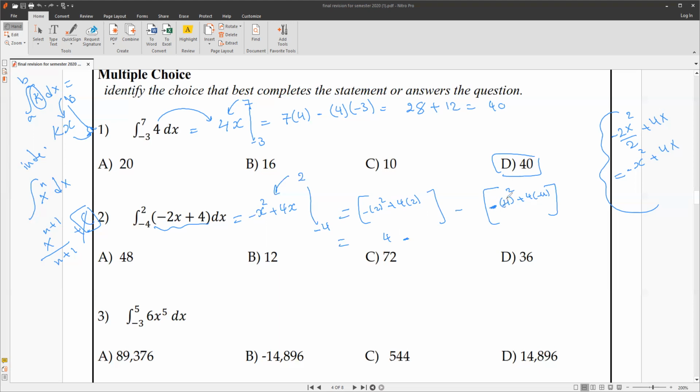Negative here, and here it will be what? Don't forget to substitute between two brackets. This one will be 16, -16. Here a -16, it will be negative. It will be -32 minus -32. So it will be 4 plus 32. You can use the calculator to find it. 36. That is why our choice is D.